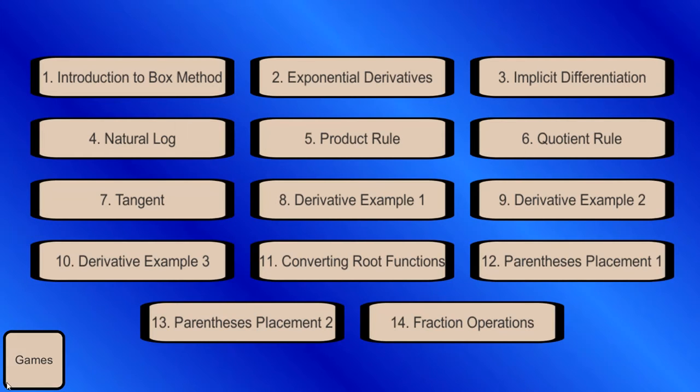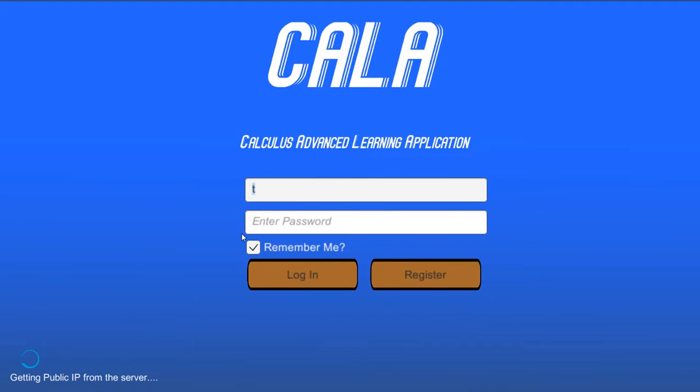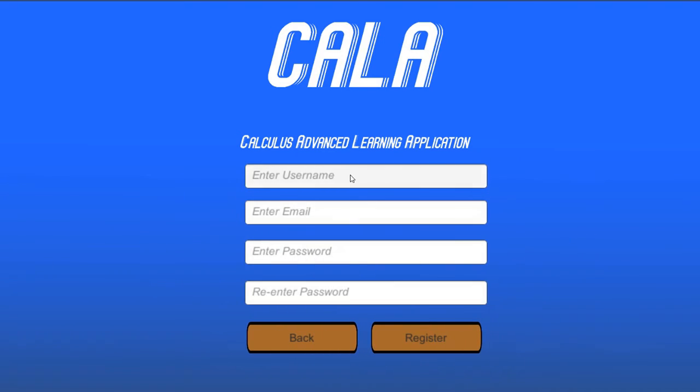So there's 14 tutorials, 6 games, and a basic login system. I'll go over just a registration real quick. If you click on register, we accept a username which you can choose. We'll call it test user 1, because I don't think that one exists. You can have your username and password combination. It has to be unique, especially the username. Can't have 2 people with the same usernames.